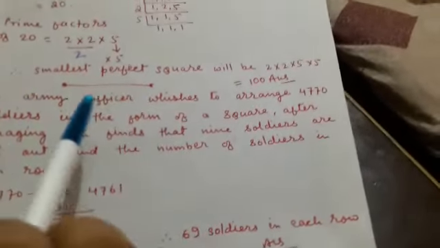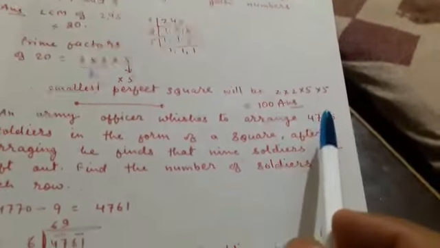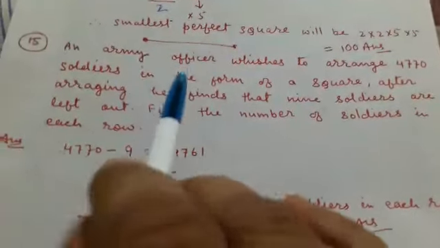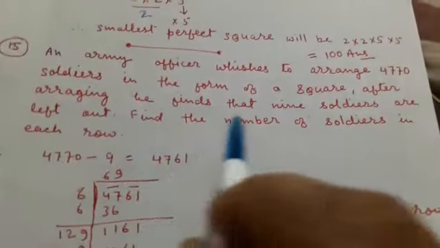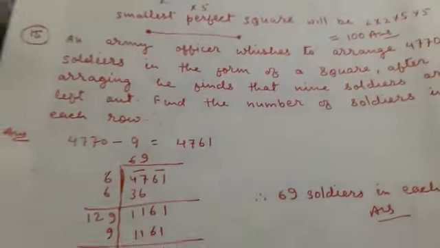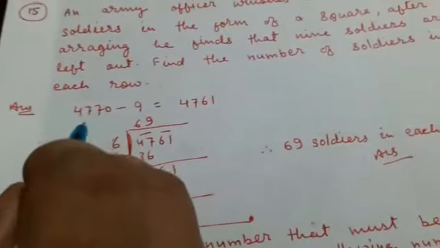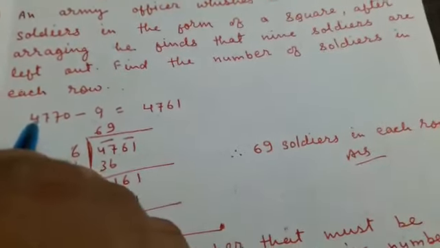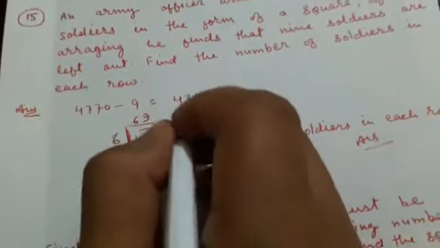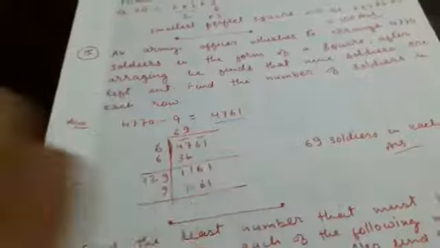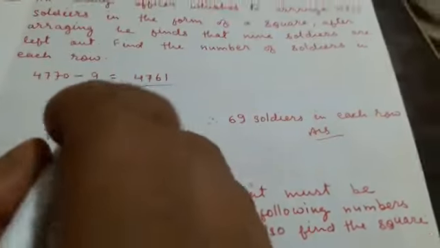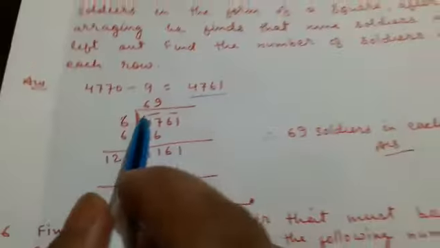Next question is, an army officer wishes to arrange 4,770 soldiers in the form of a square. After arranging, he finds that 9 soldiers are left out. Find the number of soldiers in each row. So in the question it is given that 9 soldiers are left out. So what do we have to do? First we will subtract this 9 from 4770. The result is 4761. Now we will find the square root of this number by the long division method.